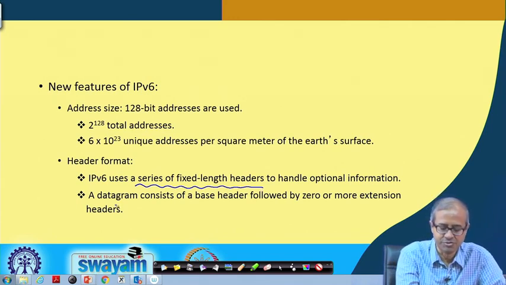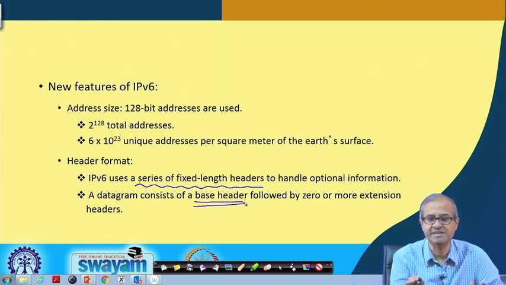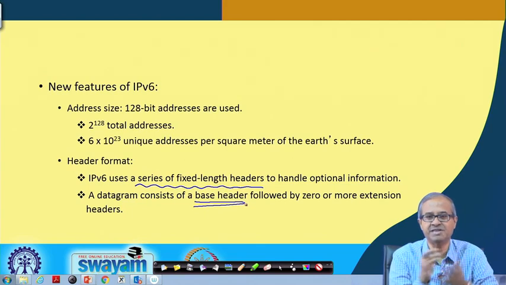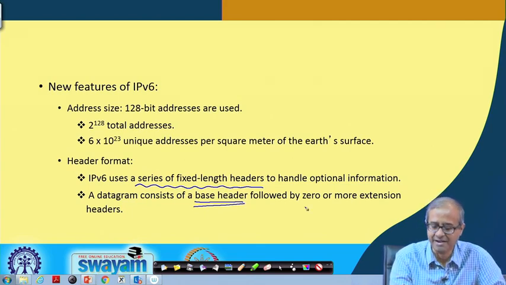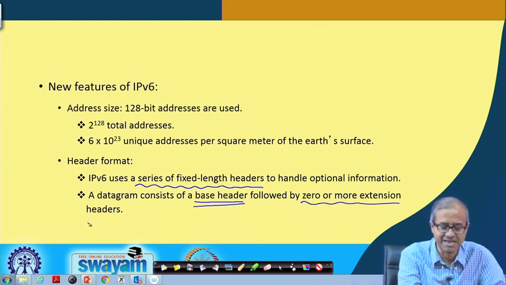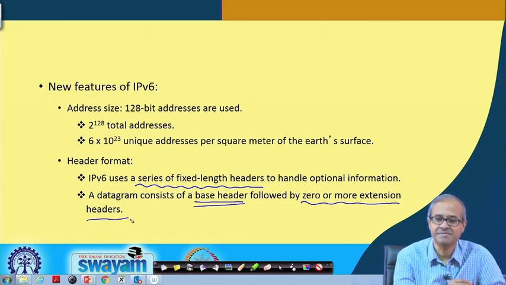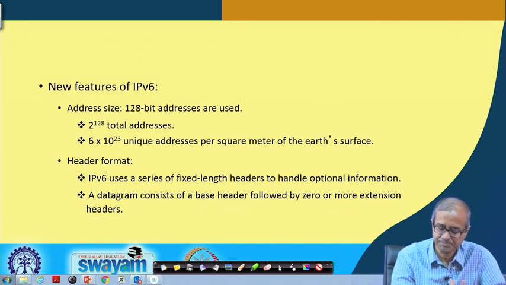Okay. So, a datagram in IP version 6 will consist of a base header, that is the basic header, which will contain, for example, the source and destination addresses, followed by optional extension headers. There may not be any, but there can be several.